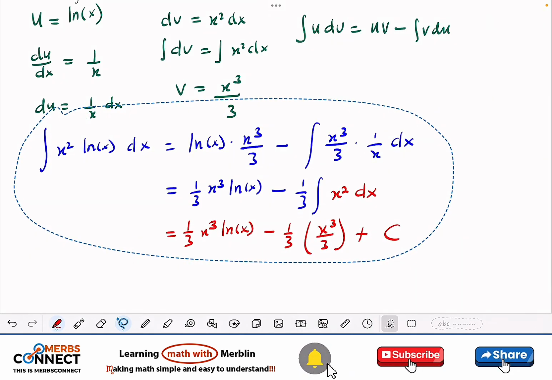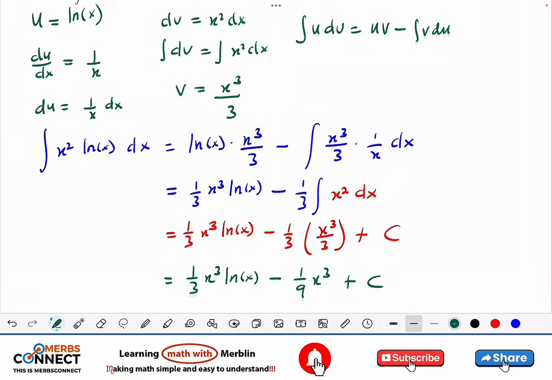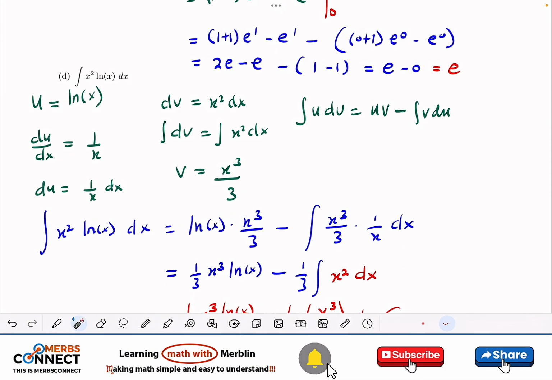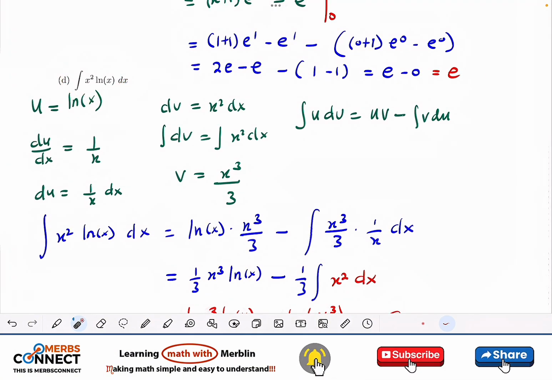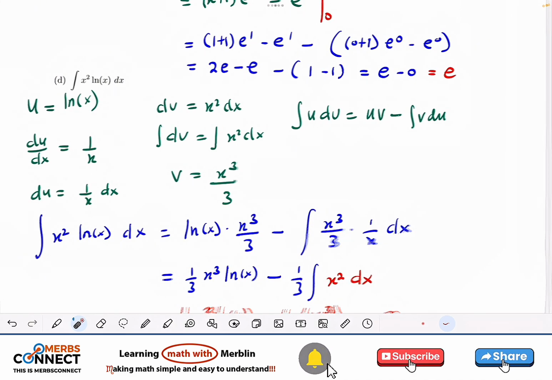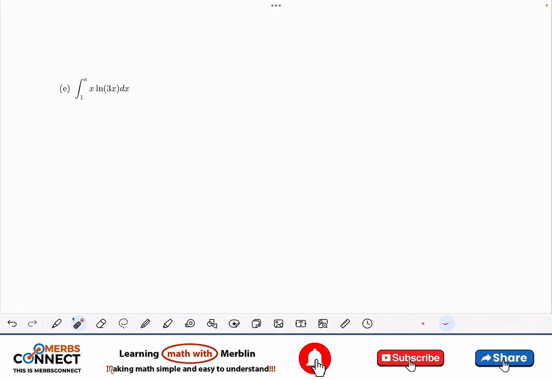Good. So what will be the final simplification? This is going to be 1 over 3 x to the power 3 natural log of x minus 1 over 9 x to the power 3 plus c. So remember, whenever you have natural log functions like this, your u is equal to the ln x. It should be equal to the natural log function. Good. Let's look at the last question here.